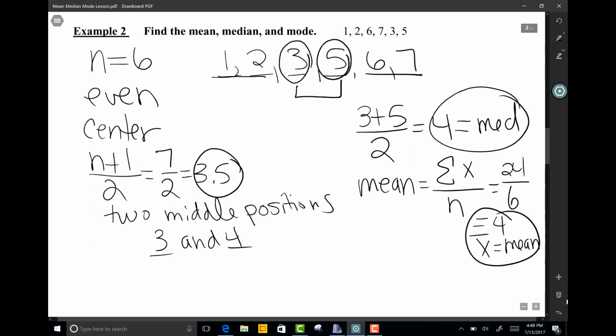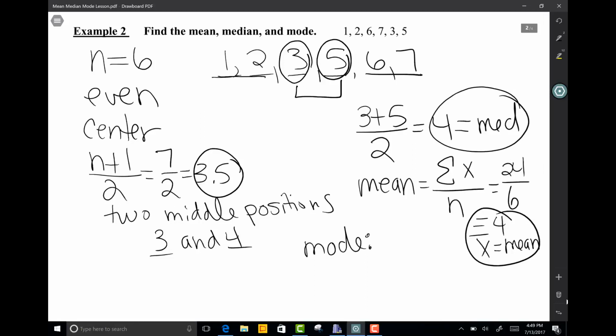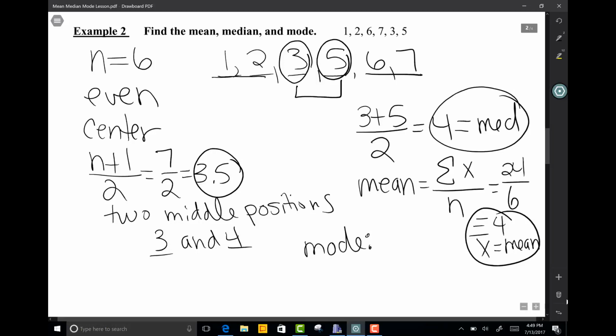Here's my median. Okay, lastly, we're looking for the mode. The mode is the value that occurs the most. Each one of these data values only occurs one time. There isn't one that occurs more than another. So in this case, this is a special case where we have no mode.